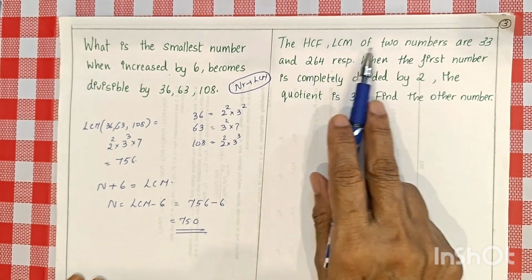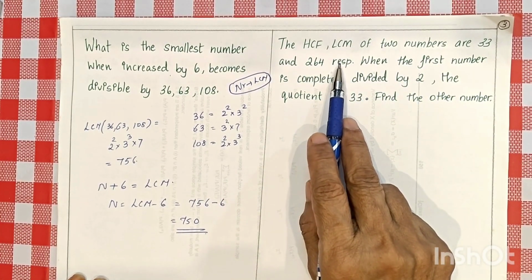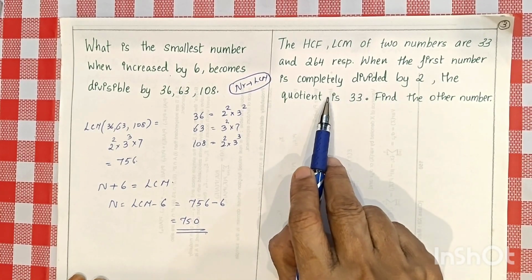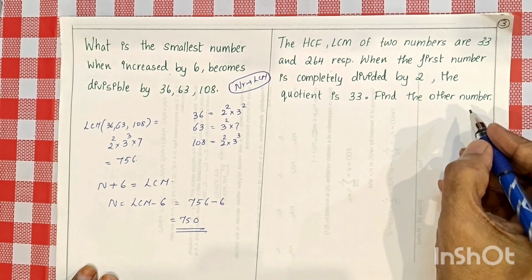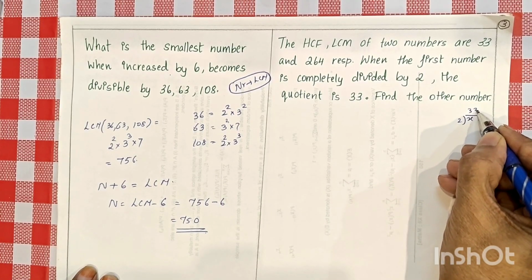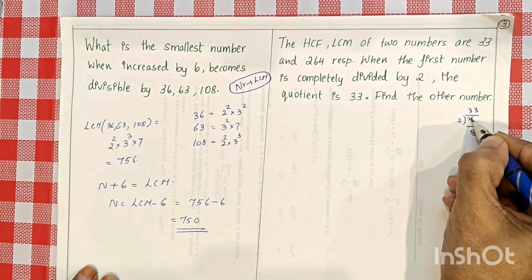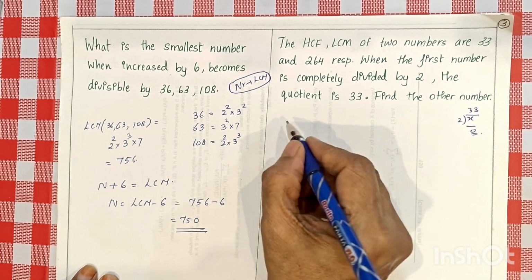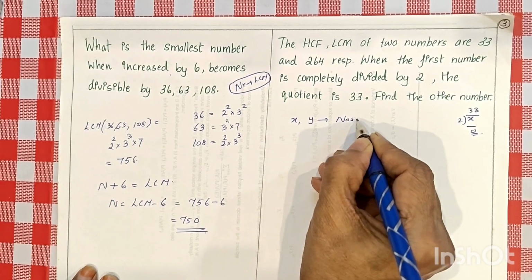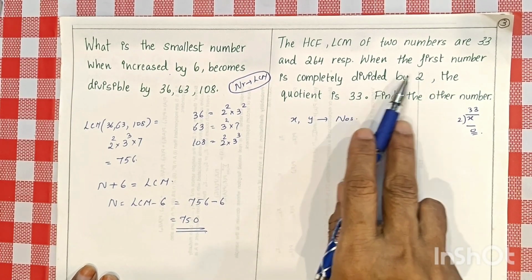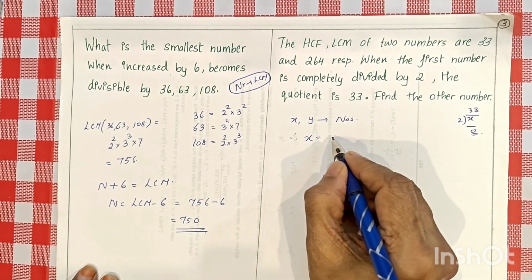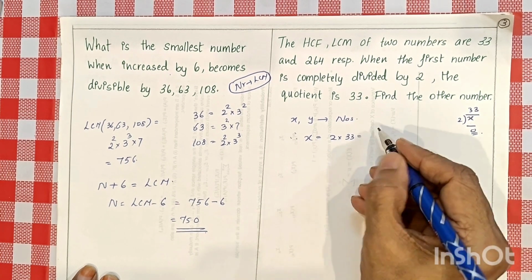The HCF and LCM of two numbers are 33 and 264 respectively. When the first number is completely divided by 2, the quotient is 33. So let x and y be the numbers. x divided by 2, the quotient is 33, completely divided means there is no remainder. So x is equal to 2 into 33, equal to 66.